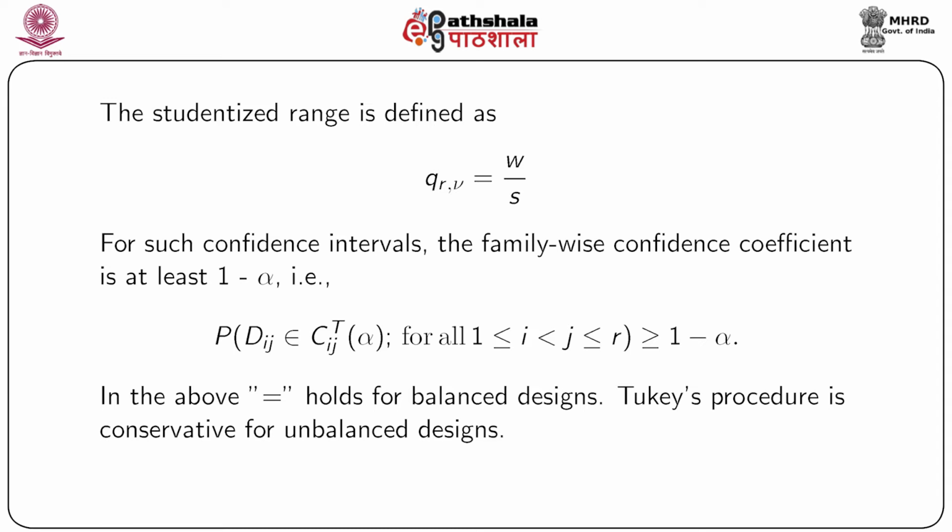For such confidence intervals, the family-wise confidence coefficient is at least 1 minus alpha. That is, the probability that the difference Dij belongs to Cij prime alpha for all i, j between 1 and r is greater than or equal to 1 minus alpha. In the above, equality holds in the inequality for balanced designs. Tukey's procedure is conservative for unbalanced designs. That's why in the above inequality we have greater than or equal to.